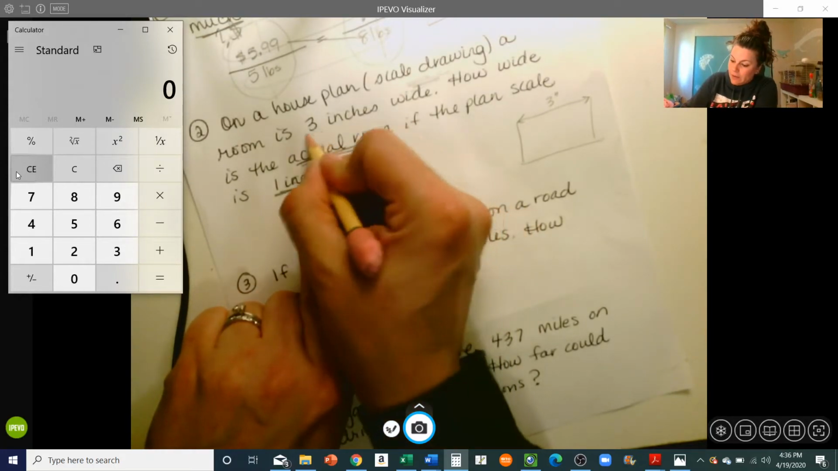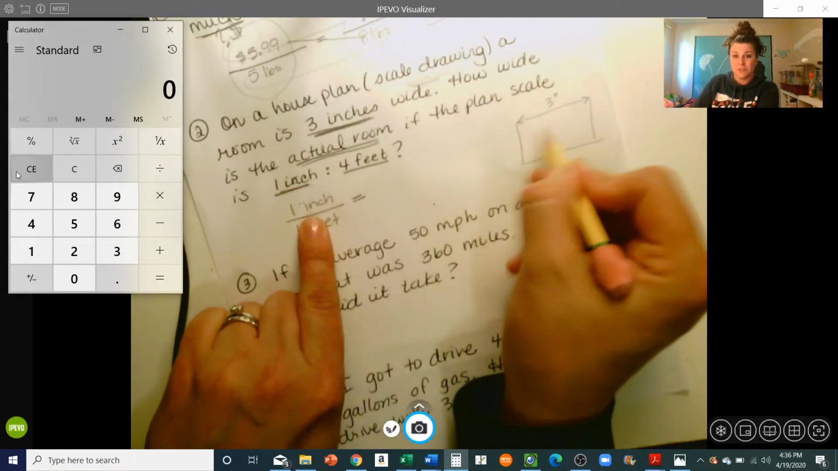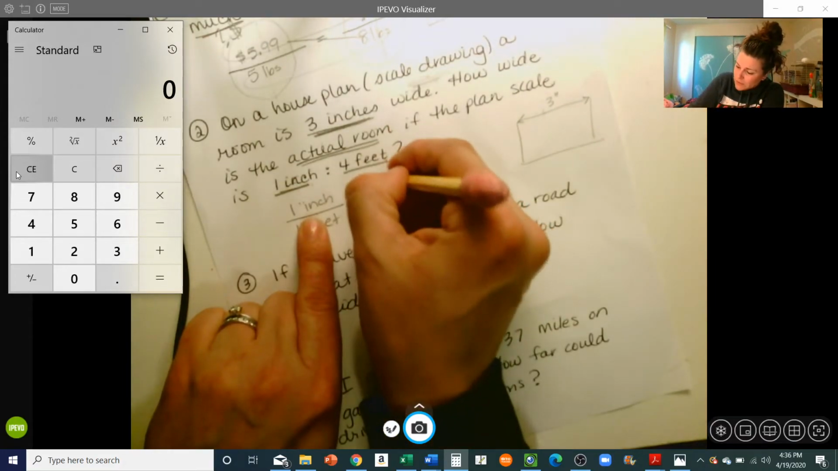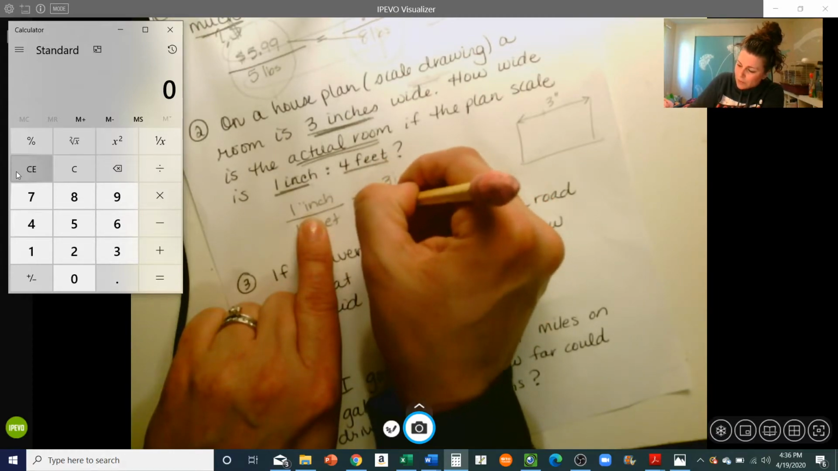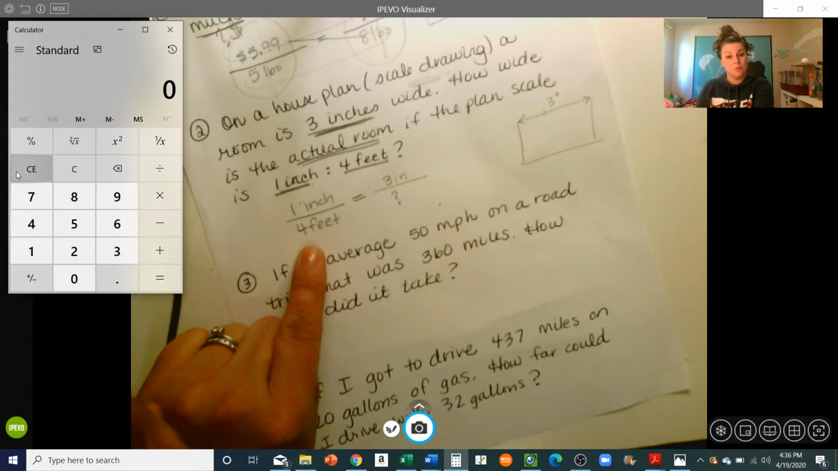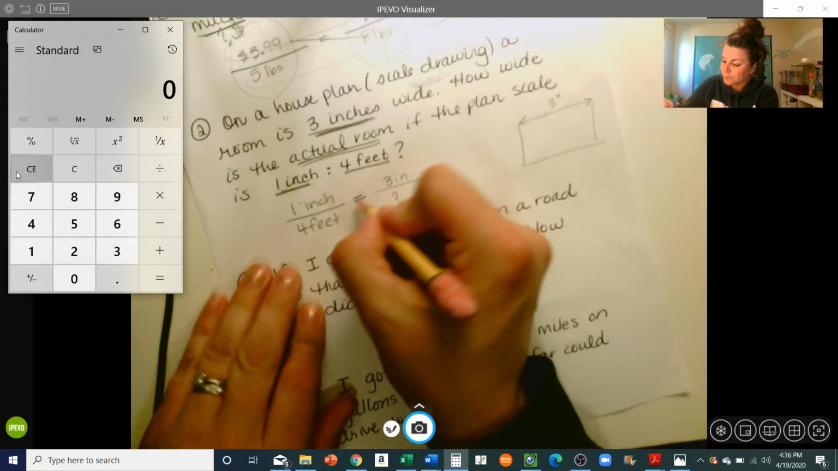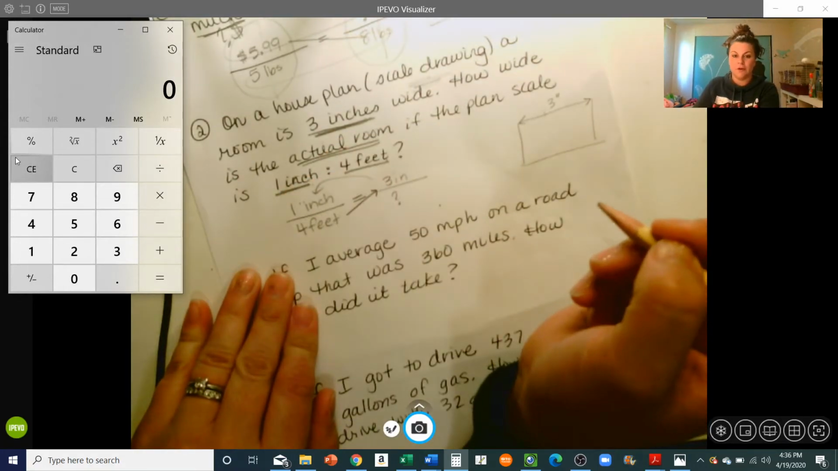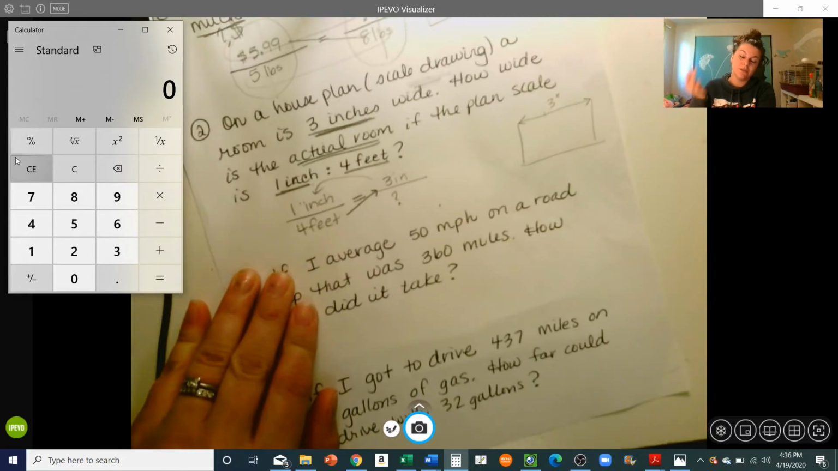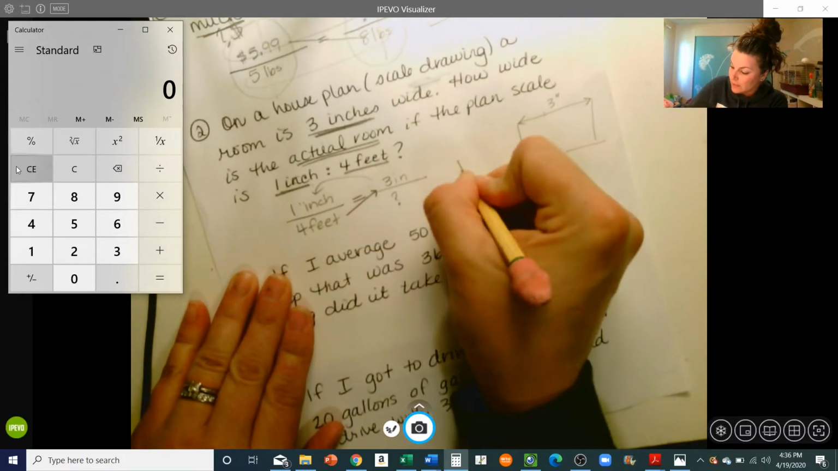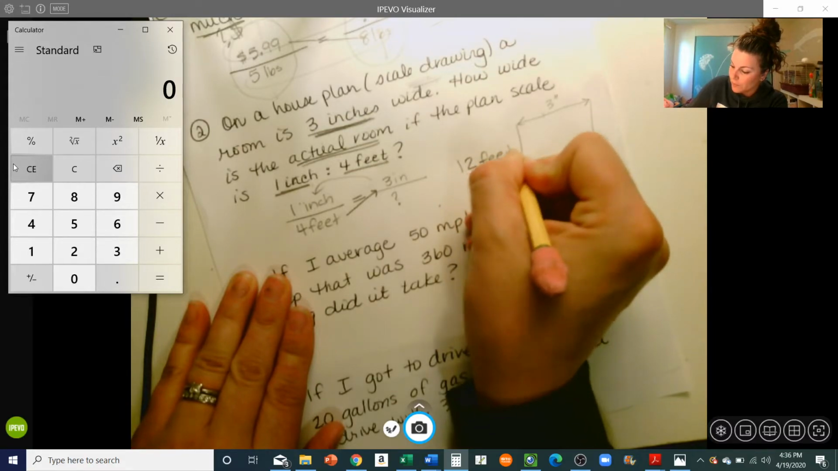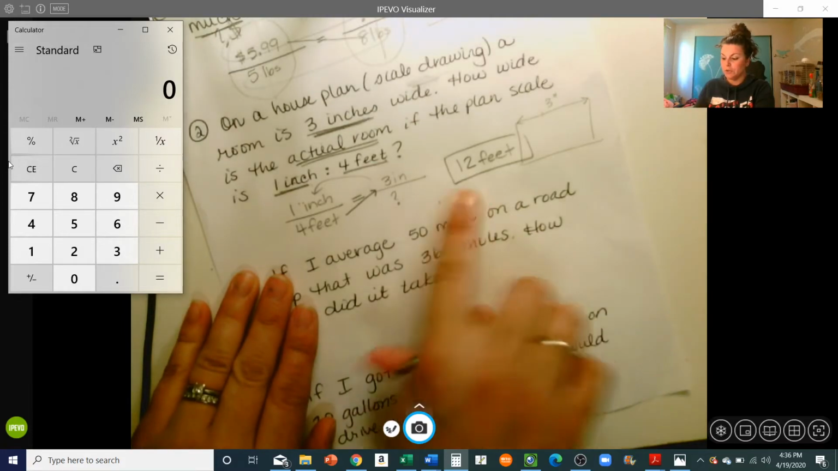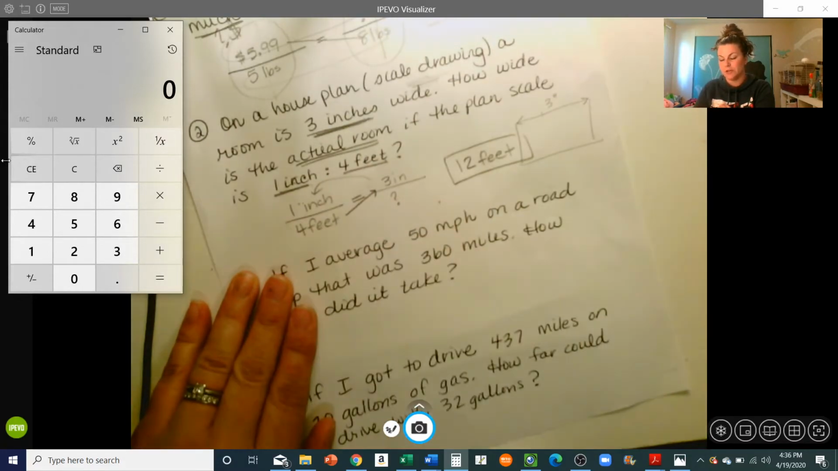Equals. Now I know that my larger one is 3 inches. This picture, this isn't actually 3 inches, but pretend, is 3 inches, and I don't know how much that is in real life. That's what I'm trying to find out. Okay? So you multiply the numbers that are diagonal, and you divide by the third number. In this case, my third number is 1, and so that makes it a lot easier. So that means that in real life, that room is 12 feet wide. Okay? Watch your units. Make sure your unit for your answer matches what you're trying to find.